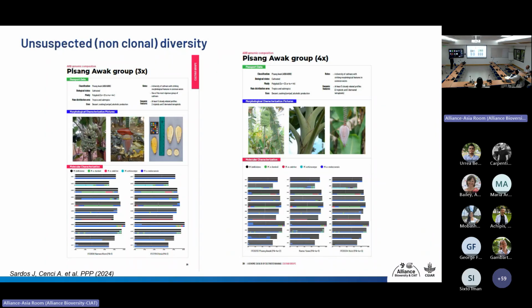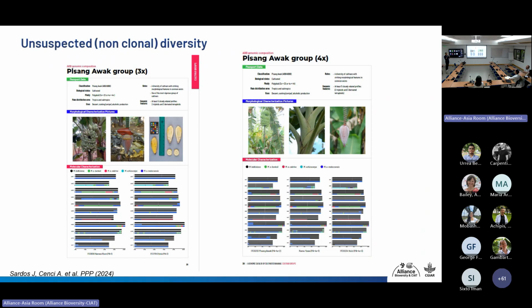This part was to show you how this method can be useful for genebanks. But we believe that this type of work can also be useful for other types of application, like direct use. Because I take the example of Pisang Awak here. Pisang Awak is a clonal, well, it's supposed to be a clonal group in bananas. It's an important cultivar. And we were quite surprised actually to detect multiple patterns.